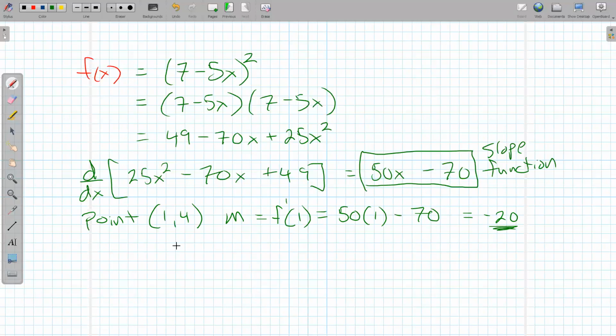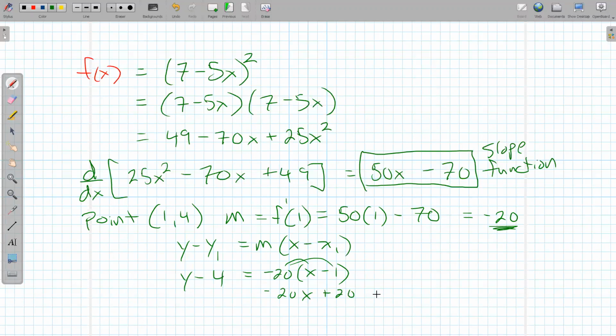Then we use the point slope formula, y minus y1 equals m times x minus x1, which we used a ton of times over the last few weeks. So that would be y minus 4 equals negative 20 times x minus 1. And they asked us to solve for y here, so no problem. We distribute that, negative 20x plus 20, add the 4 to the other side. So the tangent must be negative 20x plus 24. Maybe, let's graph it and check.